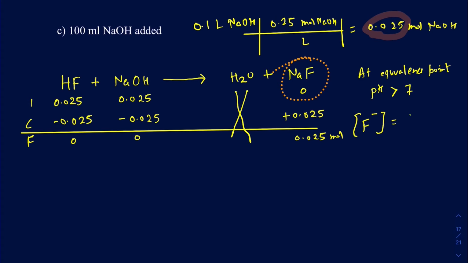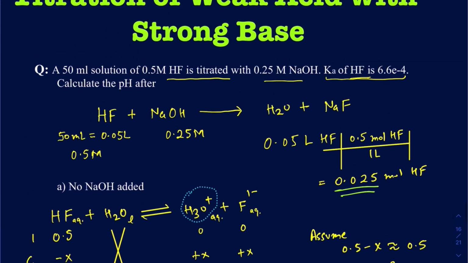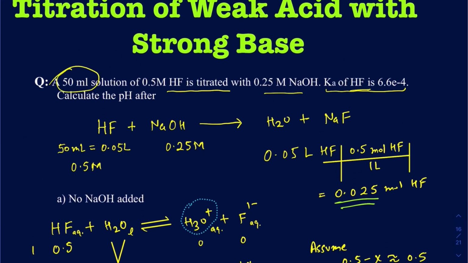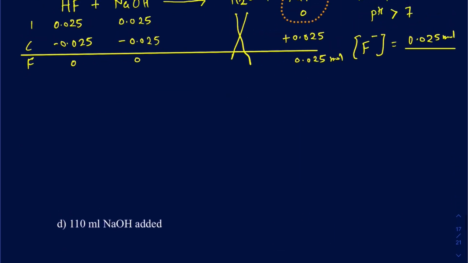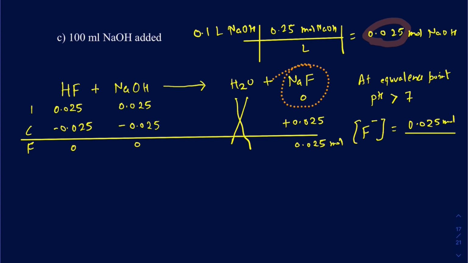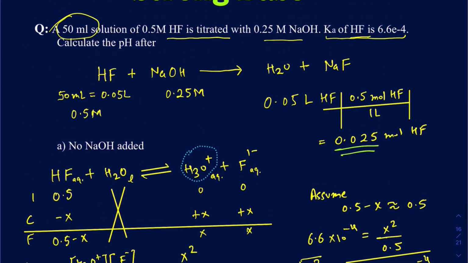So your F minus is going to be 0.025 moles, and that's going to be divided by the total volume. Remember, you have 100 milliliters of NaOH added, but then you started out with 50 milliliters of the original solution. So you're always going to be assuming in these titrations that your volumes are additive. So your total volume in this particular case, I'll go ahead and write that down here. Total volume is going to be 100 plus 50, so it's going to be 150 milliliters. I'm just going to double check that. That's 50, yeah.